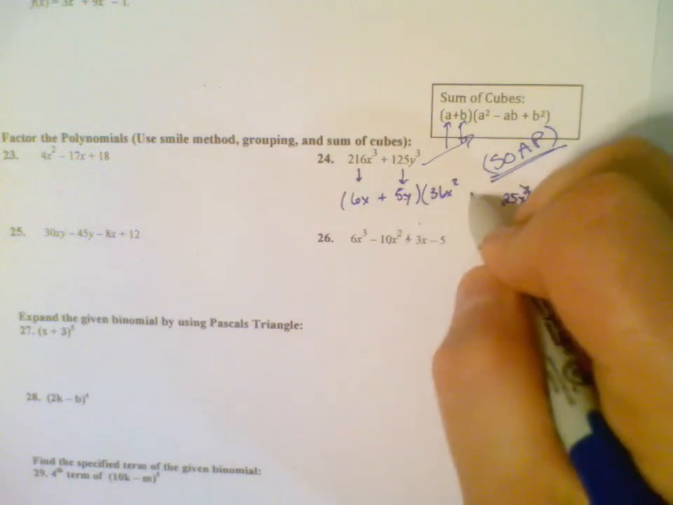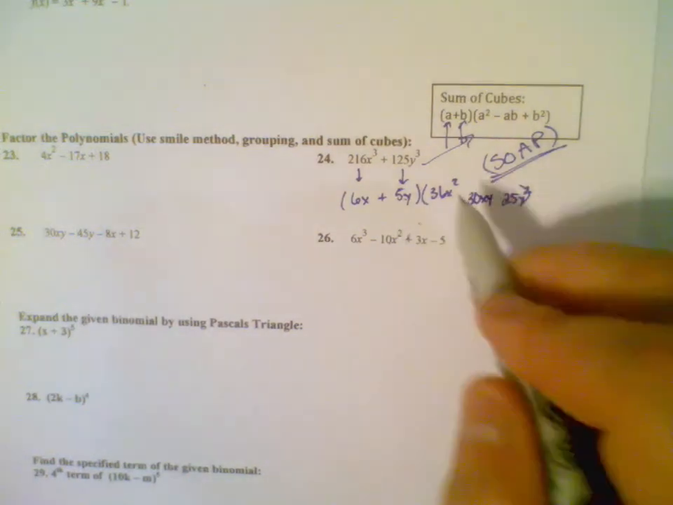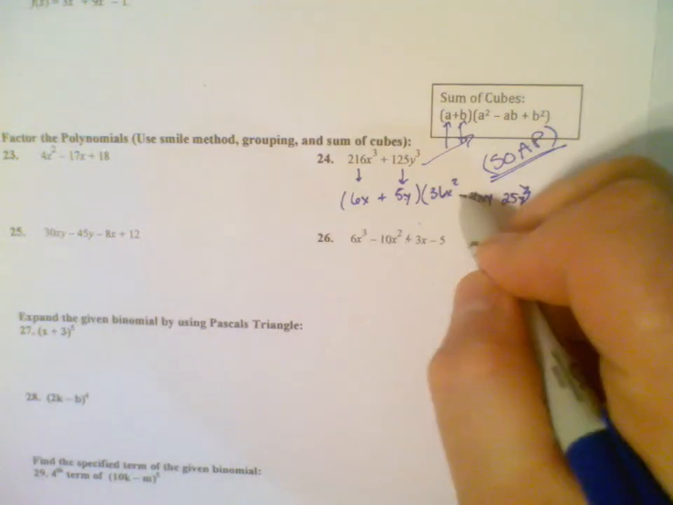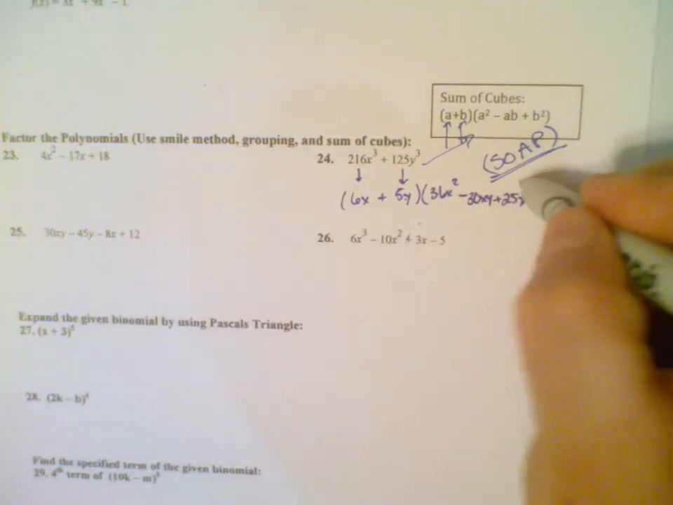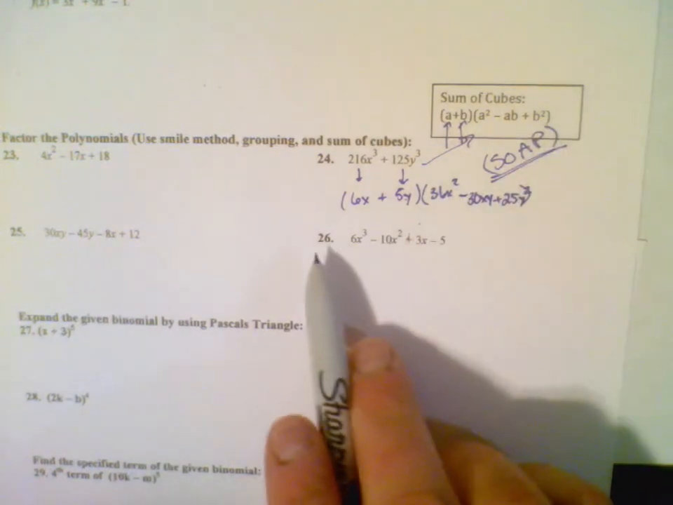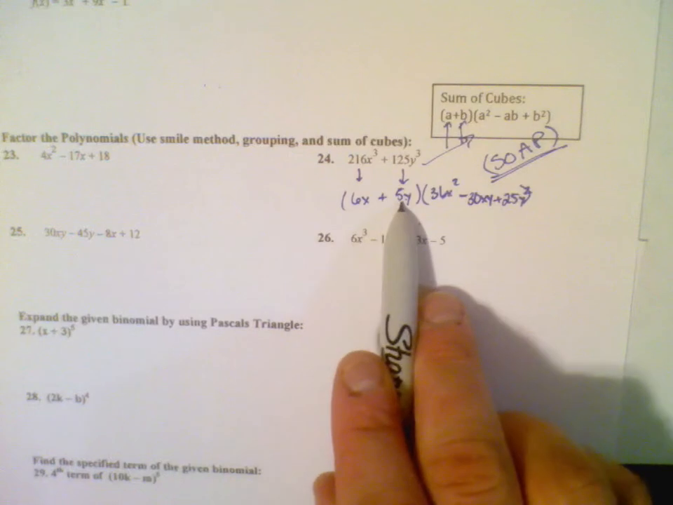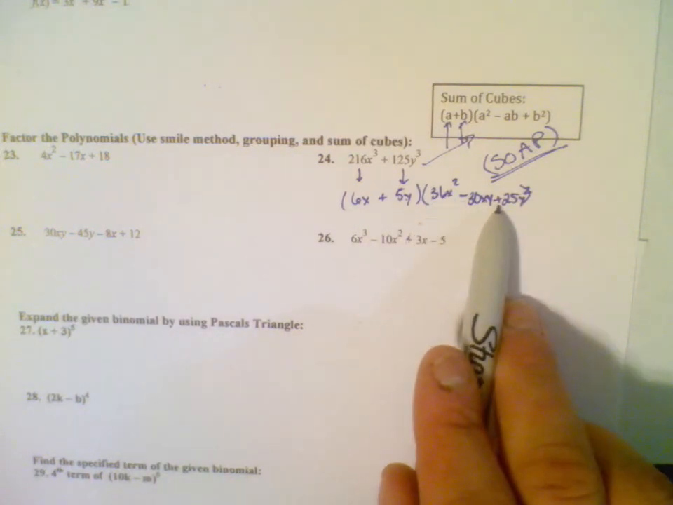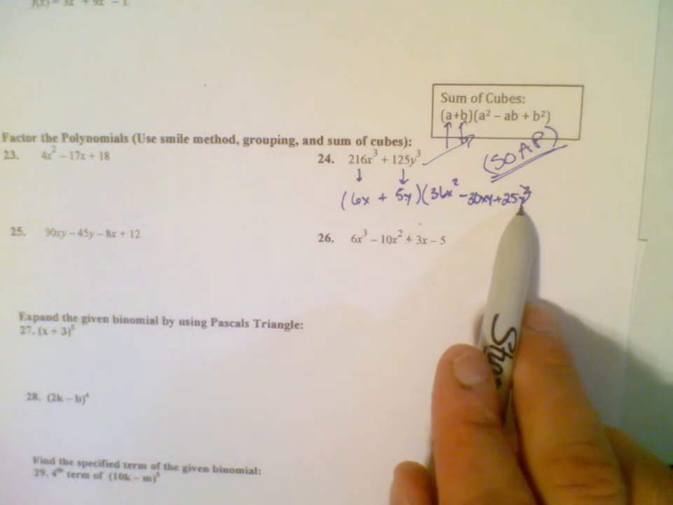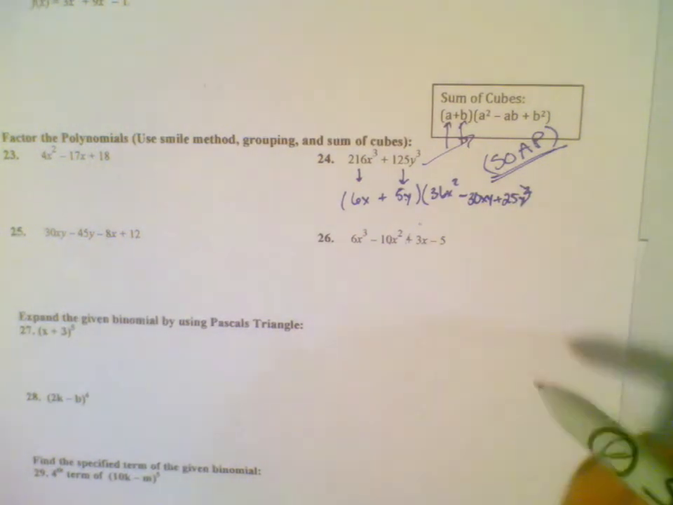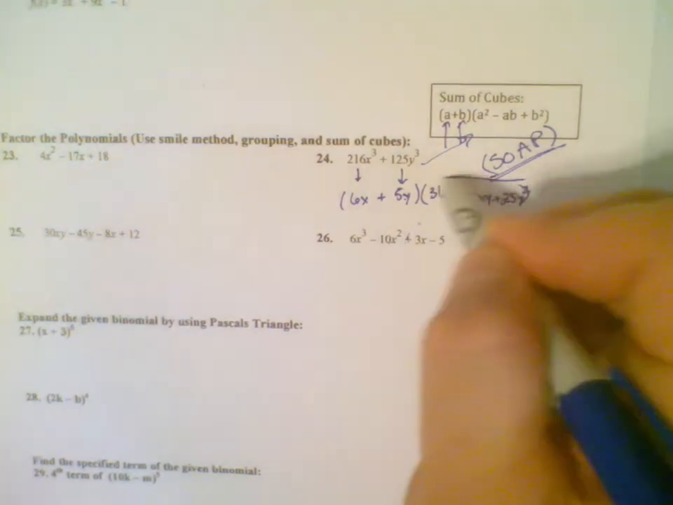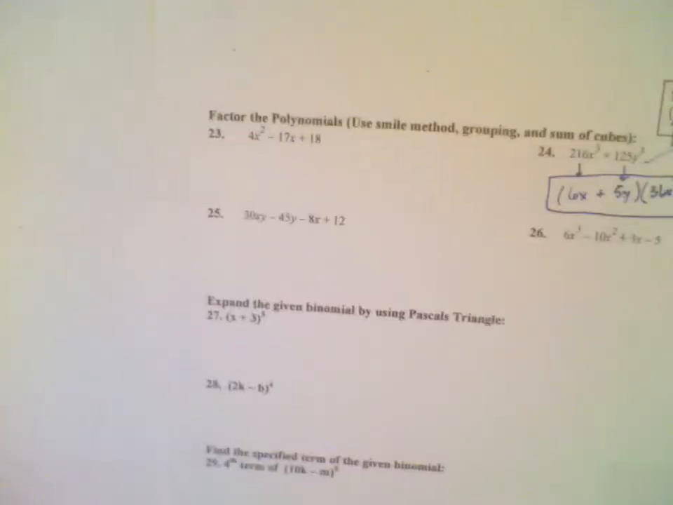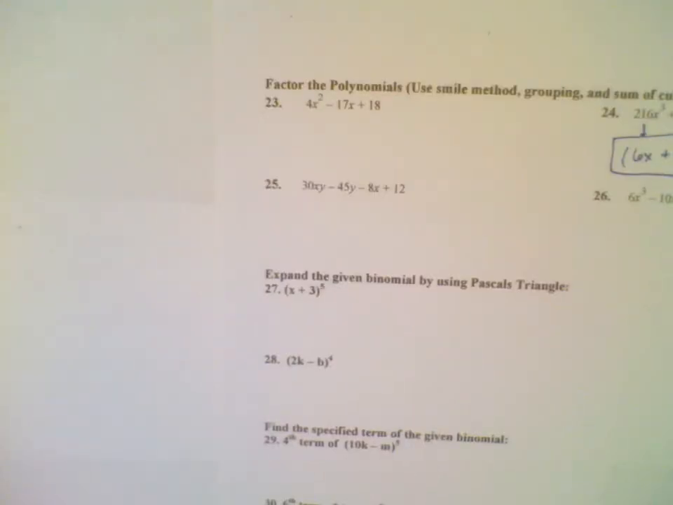Okay, so it's 30xy. And then signs are same, opposite, always positive. So it's 6x plus 5y times 36x squared minus 30xy plus 25y squared. That's all you can do on that one. After you're done with the pattern, then you are done factoring. Okay? That's what's nice about cubes. Use the pattern, then you're done.